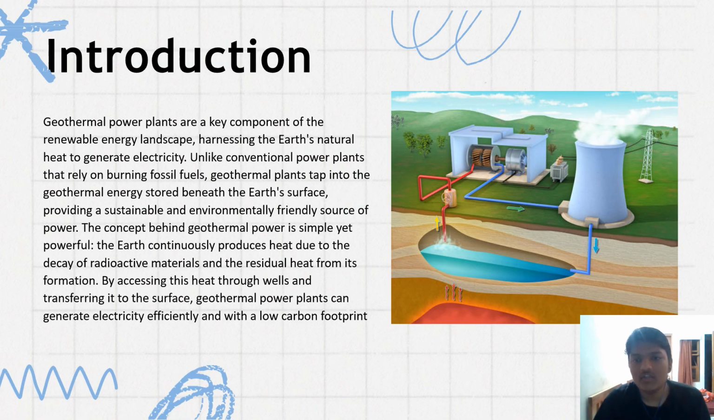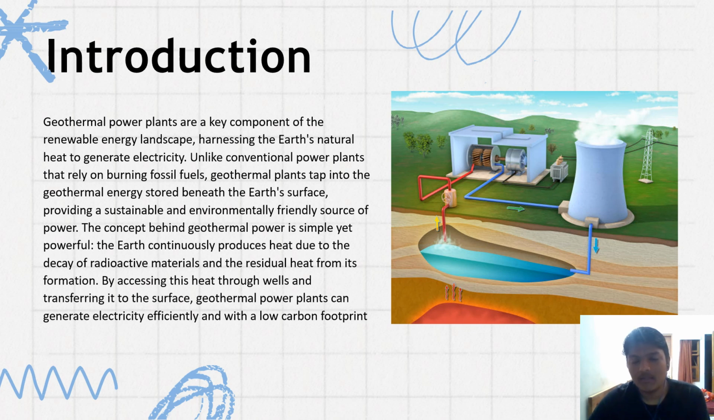So basically, what is a power plant? A power plant is a plant that uses natural resources to produce electricity. So let us discuss how it produces electricity in the geothermal case. Geothermal power plants are a key component of the renewable energy landscape.